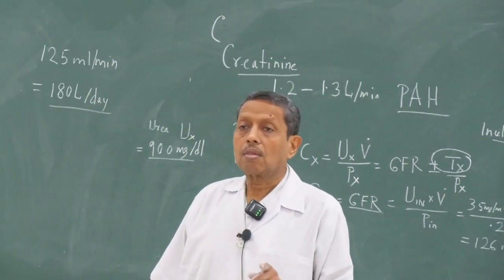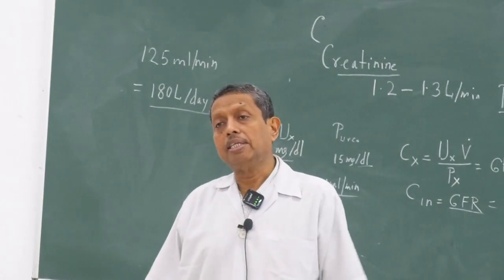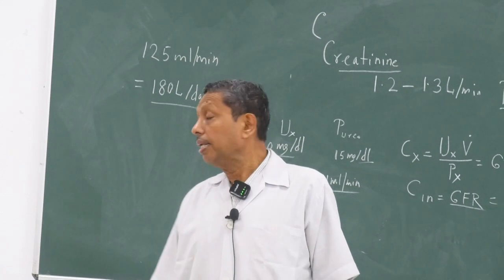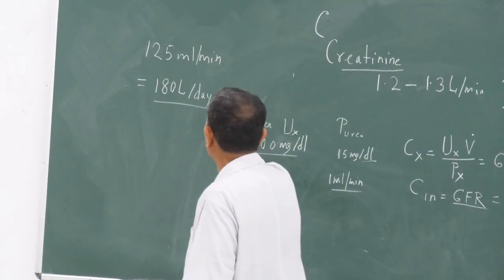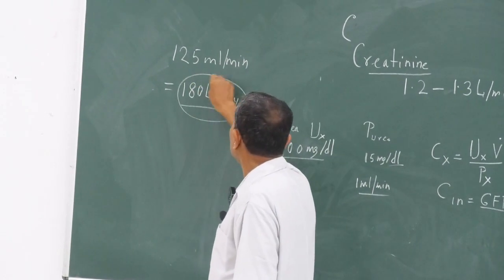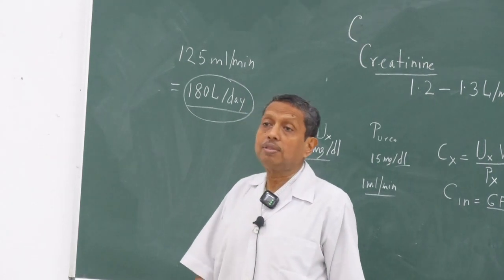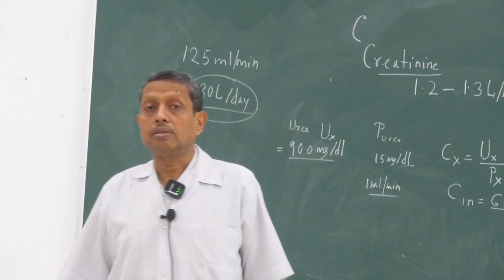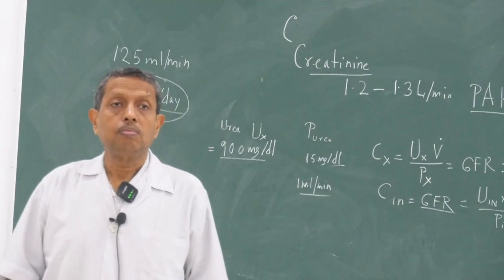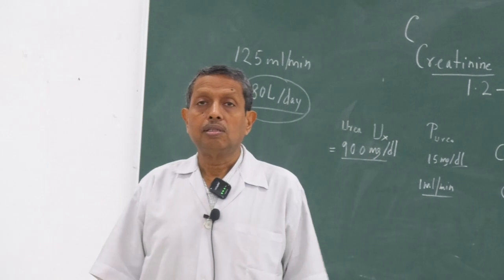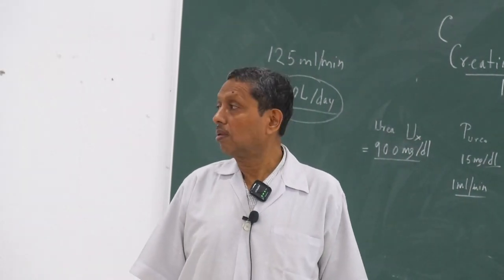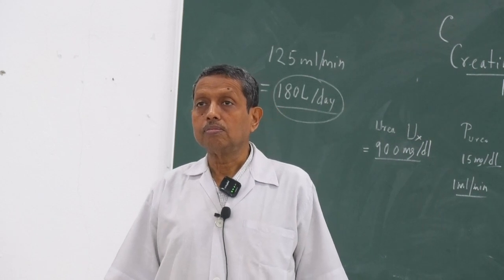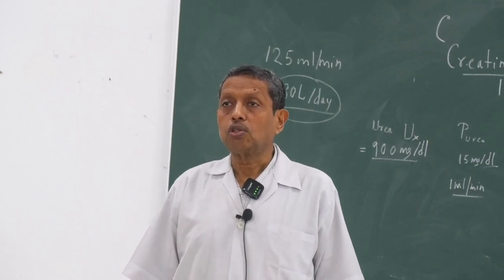It can reduce by 1 liter per day per year. In this way, you can consider that this huge amount of filtrate is produced. It is 4 times the total body water.